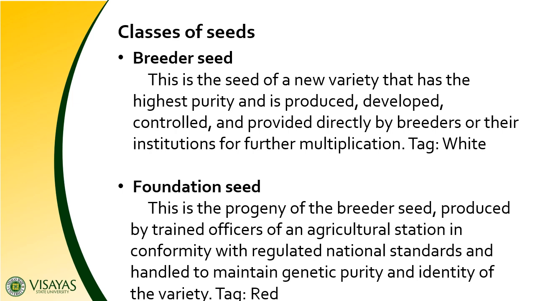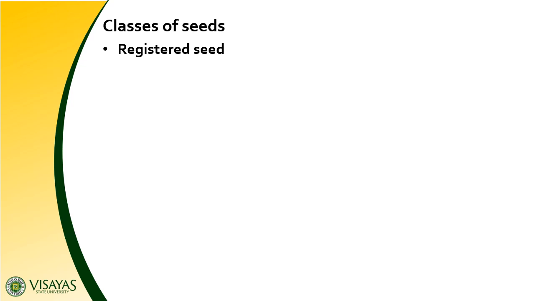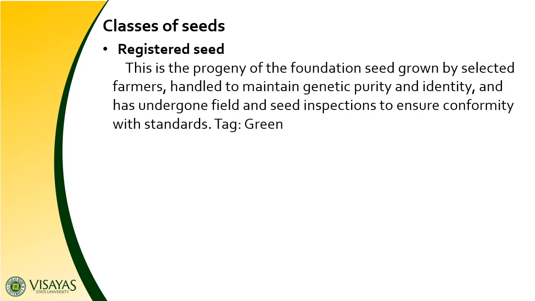Okay. The next will be the register seeds. So register seeds, this is the progeny of the foundation seeds grown by selected farmers and handled to maintain genetic purity and identity, and has undergone field and seed inspection to ensure the conformity with the standards. So it has the green tag. So in here, from the breeder seed that is maintained by the breeder itself, foundation seed maintained by trained officers of agricultural institutions. And then for the register seeds, you can have here grown by selected farmers.